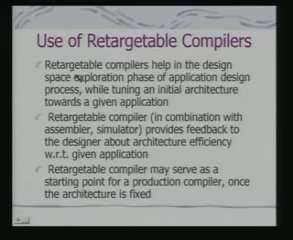So we see what the uses of retargetable compilers are. Retargetable compilers help in the design space exploration phase of the application design process while tuning an initial architecture towards a given application. Because I can modify the architecture, modify the instruction set, and generate an instruction set absolutely tuned for my application if I have this kind of parameterizable features. Retargetable compilers in combination with maybe assemblers and simulators provide feedback to the designer about architecture efficiency with respect to a given application. And a retargetable compiler may serve as a starting point for a production compiler once the architecture is fixed. That means when you are designing the architecture.